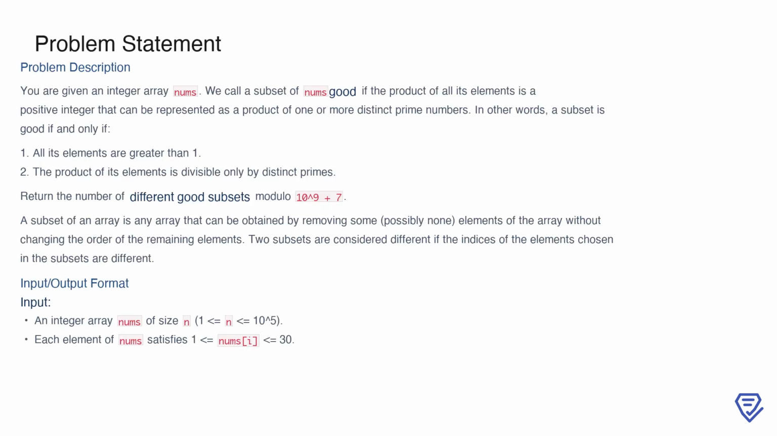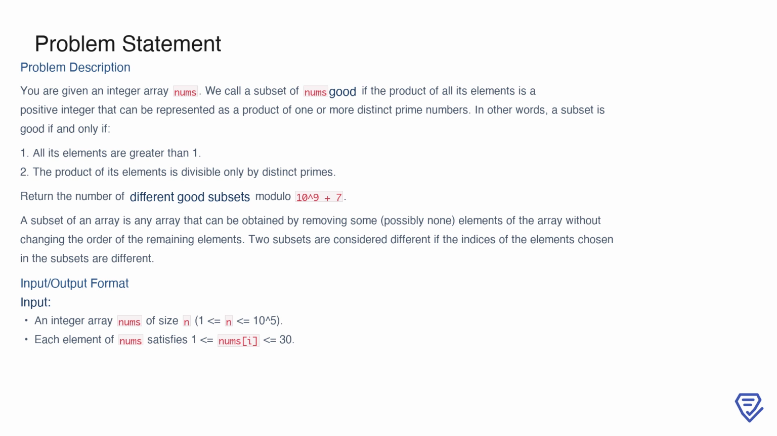In this problem, we are given an integer array called nums, and our goal is to count how many subsets of nums qualify as good. A subset is considered good if the product of all its elements is a positive integer that can be represented as a product of one or more distinct prime numbers. This means that every element in the subset must be greater than 1, and the product of the subset's elements should only involve distinct prime factors without repetition.